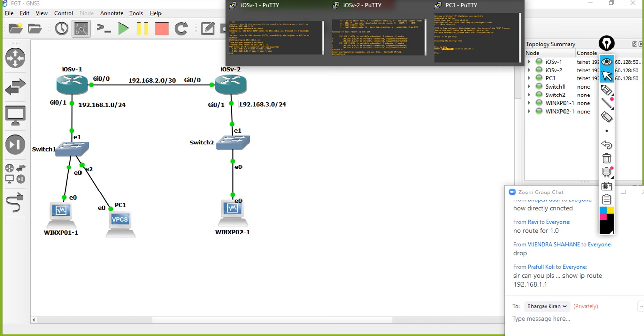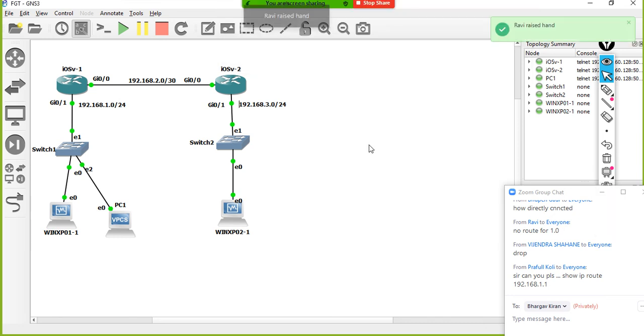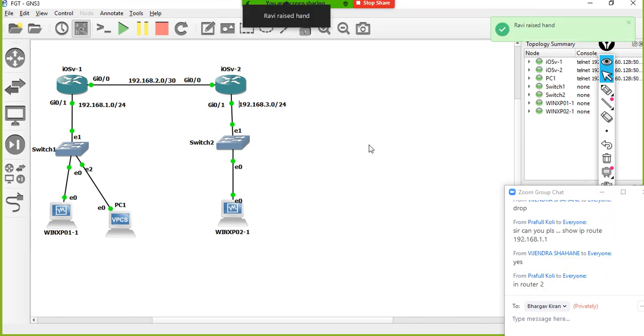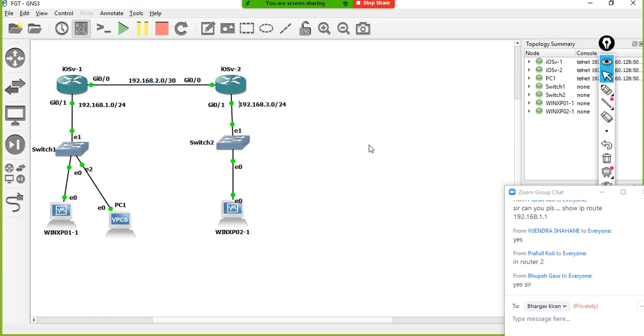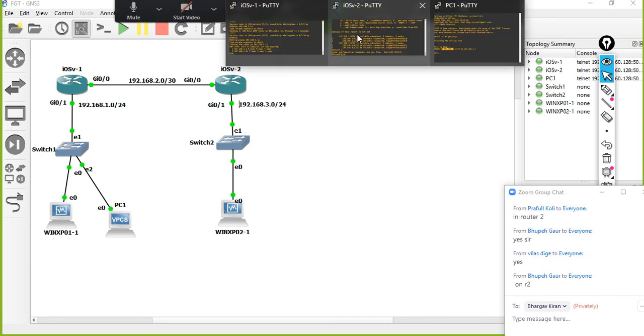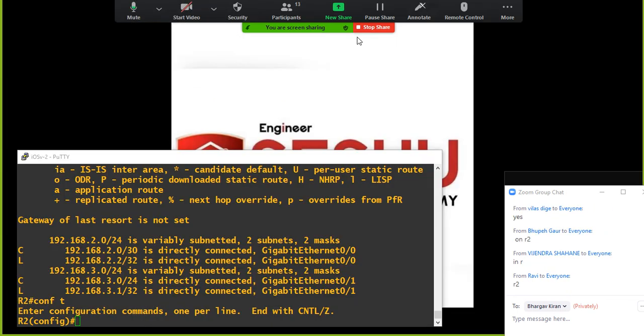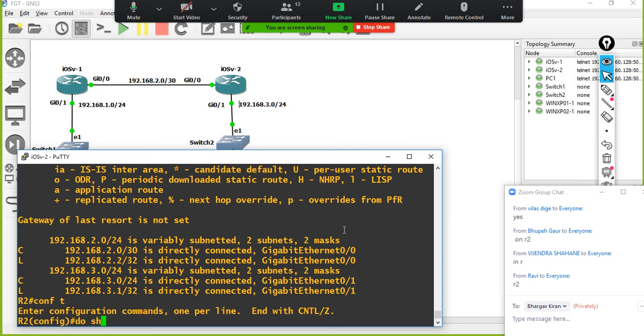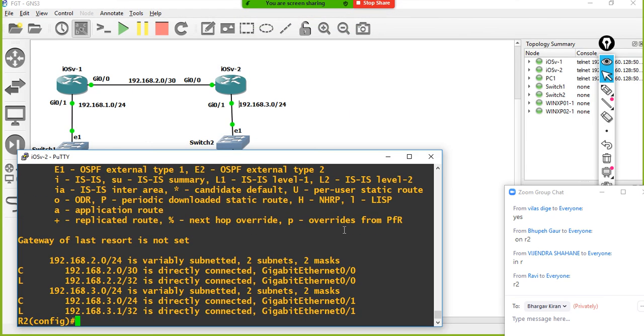Guys, can we write the route? Show IP route. In router 2? Let's go and write the route. Check it there, man. There is no route. We didn't write anything, man. Is it clear, guys? There is no route. Can we write the route?